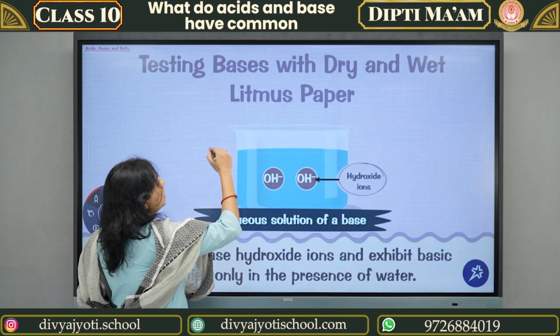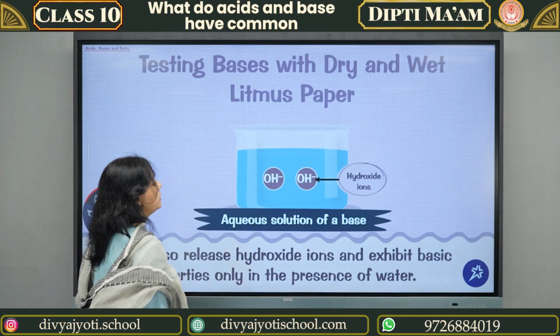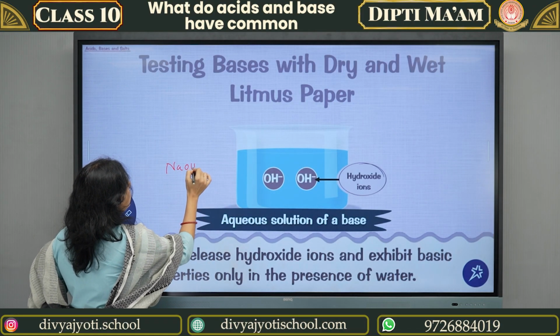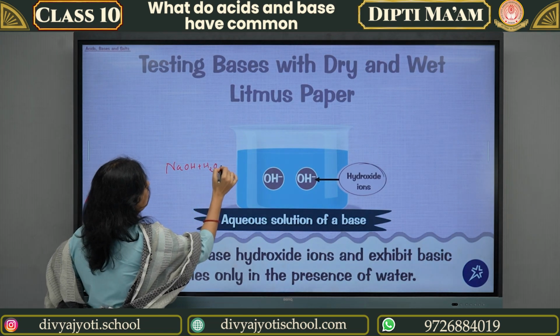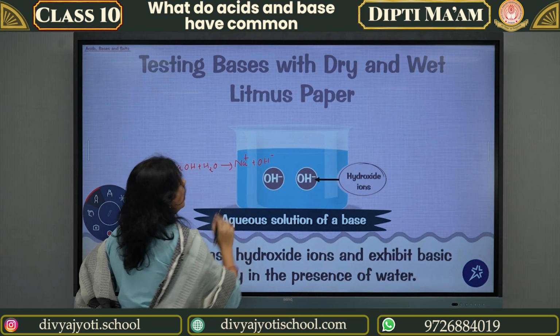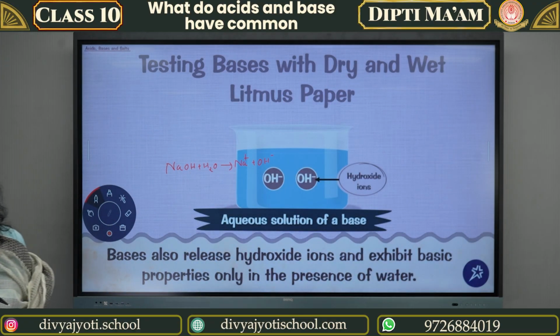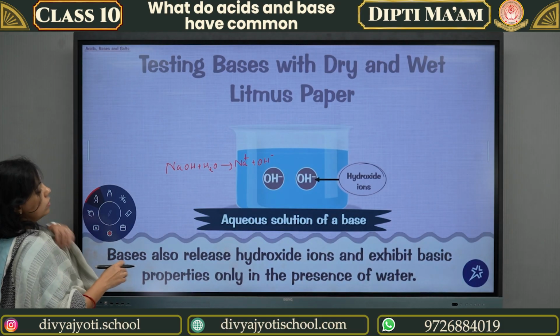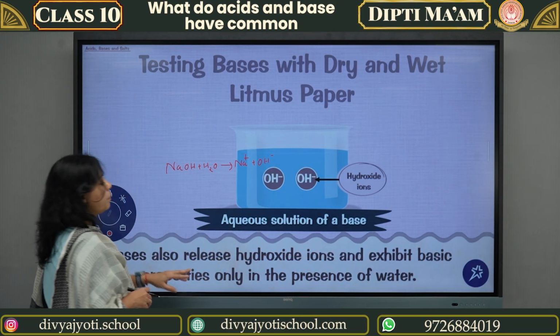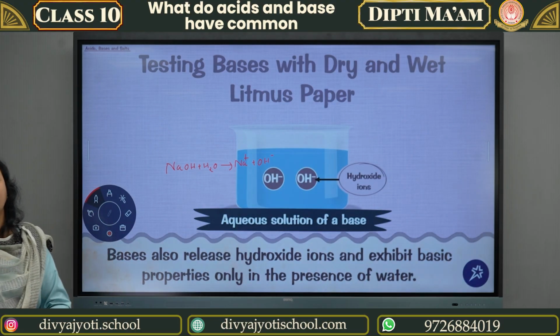If I add sodium hydroxide in water, you can observe that the sodium hydroxide reacts with the water molecule and is converted into Na+ and OH- ions. OH- is known as the hydroxide ion. So a base also releases the hydroxide ion and exhibits basic property only in the presence of water.